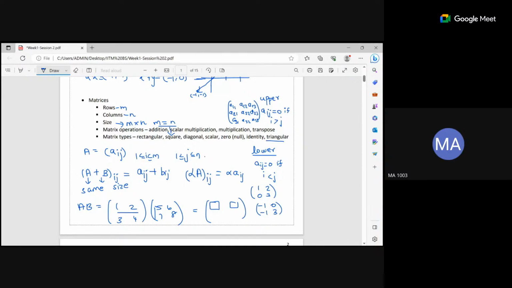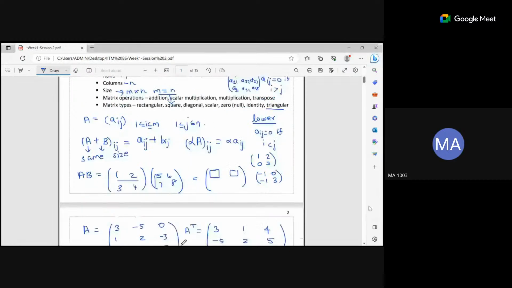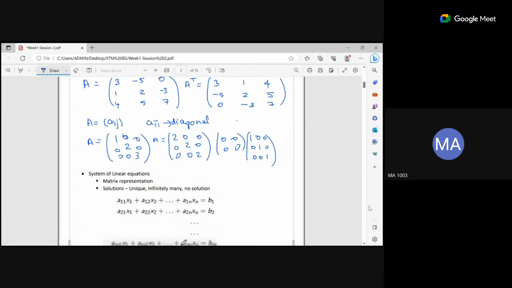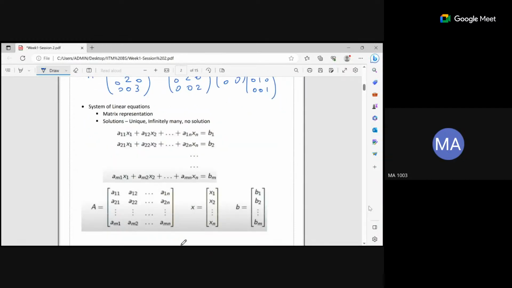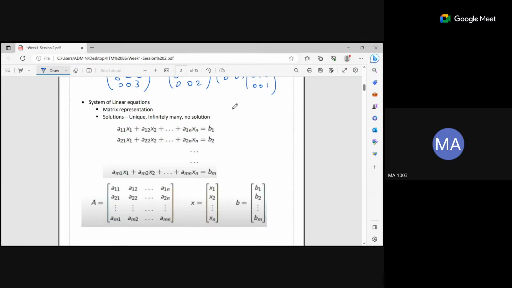Next we have seen what the different matrix types are. Next we saw what a system of linear equations is. For example, let's take a very simple system: 2x plus y is equal to 1 and 3x plus 2y is equal to minus 2. So now this is a system of linear equations.